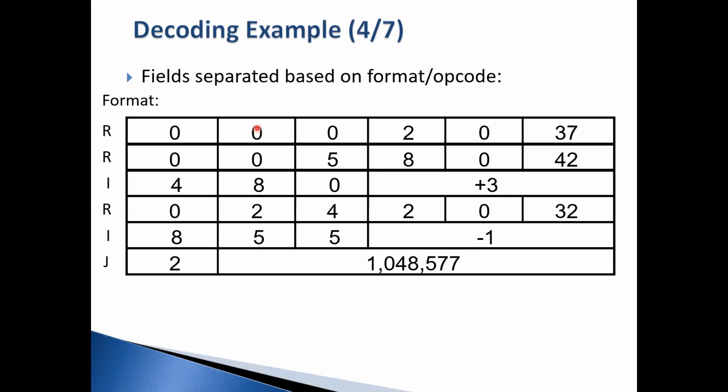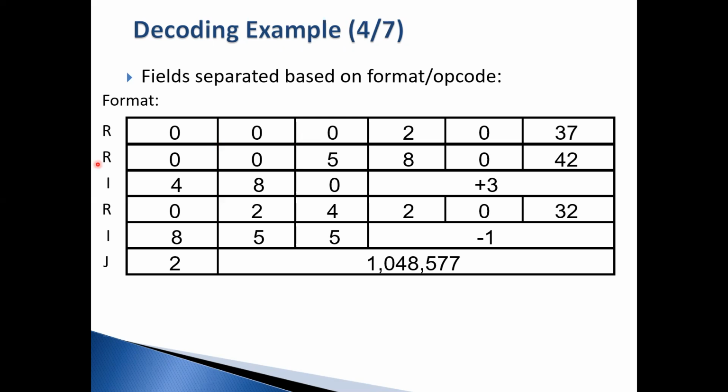So for R format and I format, this column is RS, this column is RT, this is RD, this is the shift amount, and then this is the function code. Based on the opcode, the function code, and the register fields, we can perform the translation into MIPS. The translations between MIPS and the zeros and ones are one-to-one, which means that every single instruction is unique. You won't have multiple instructions being converted into the same zeros and ones.